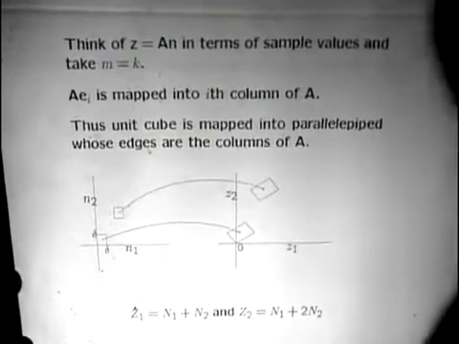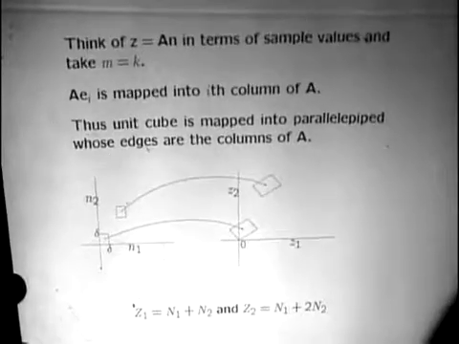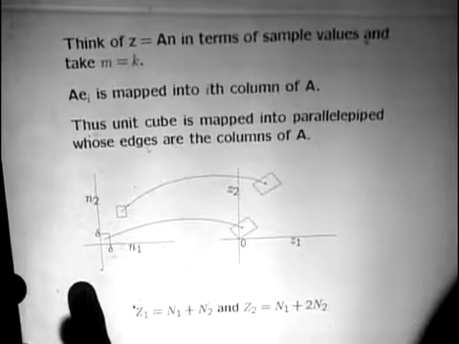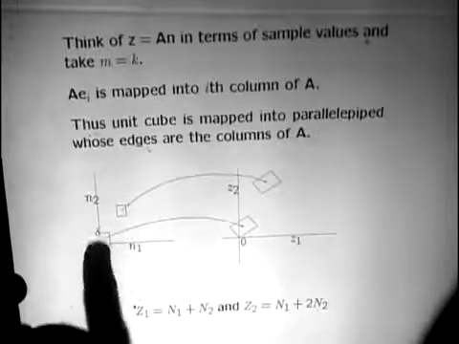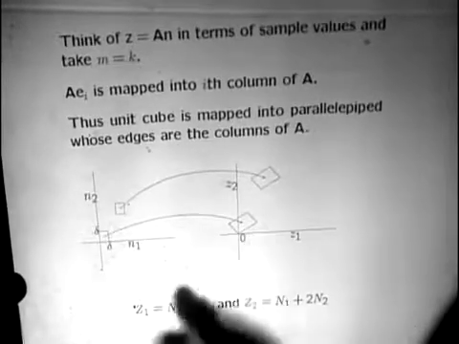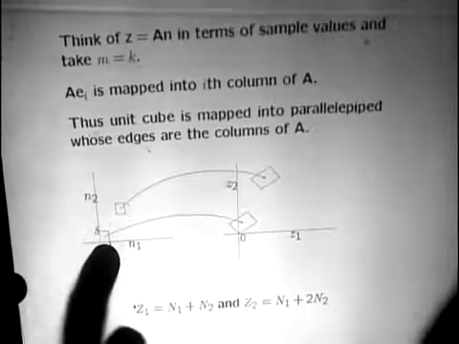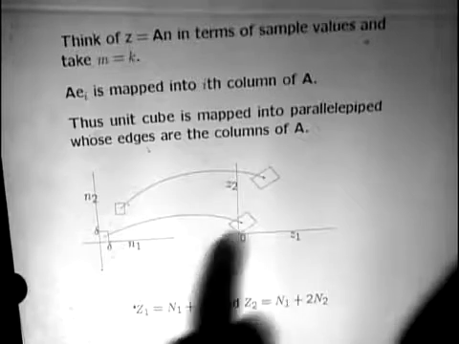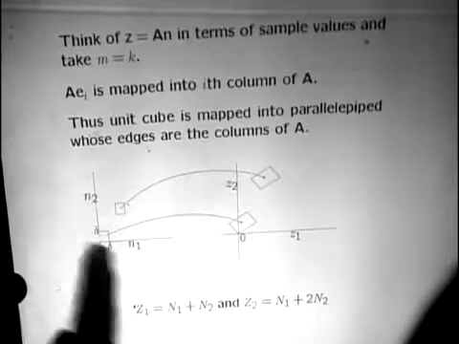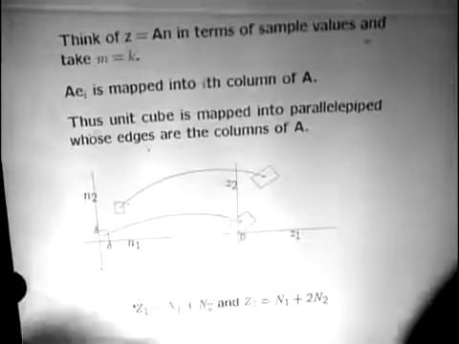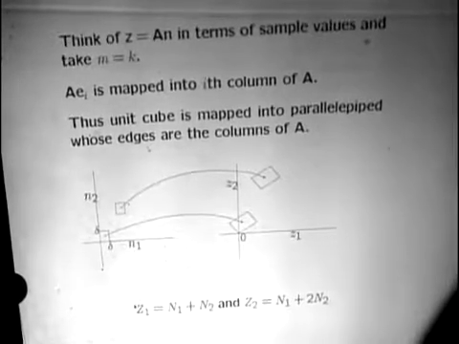So what I'm going to do, and I'll come back to this next time, is if I take a little cube in the n space and I map it into what goes on in the z space, this unit vector here is going to map into a vector here. The unit vector here is going to map into a vector here. So cubes map into parallelograms.